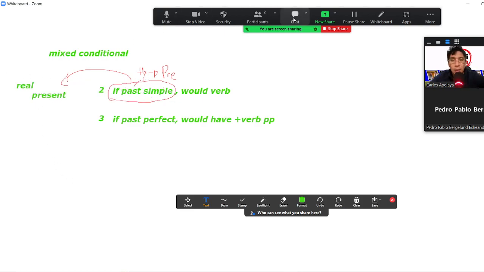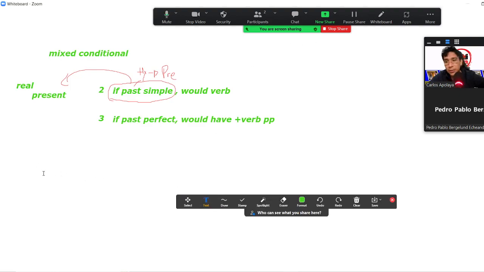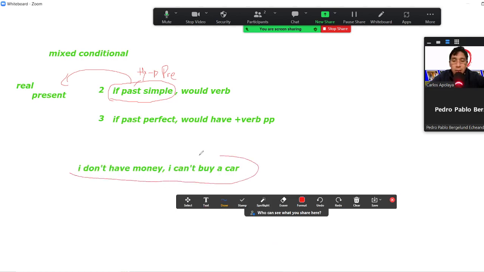Remember that the second conditional comes from a real situation in the present, and you create your hypothetical situation. For example, I say, I don't have money. I can't buy a car. No tengo dinero. No puedo comprar un carro. Is this real or hypothetical? This is real. But do these situations happen or take place in the past or in the present? In the present.